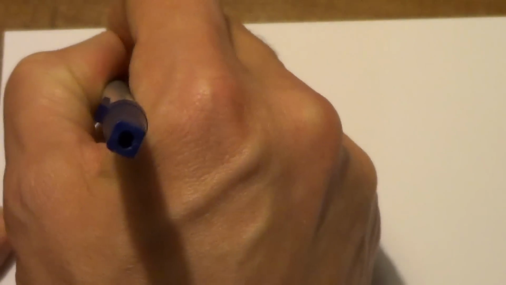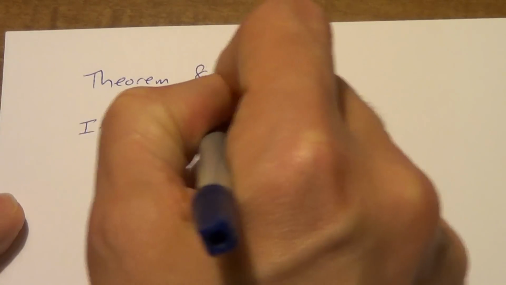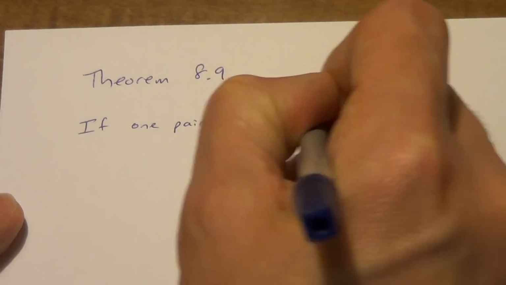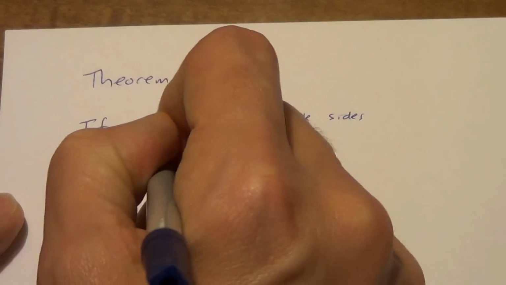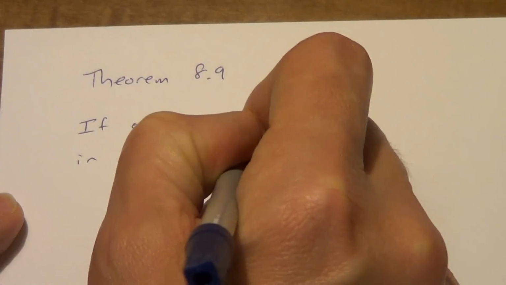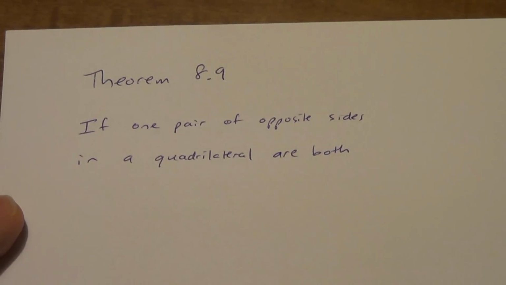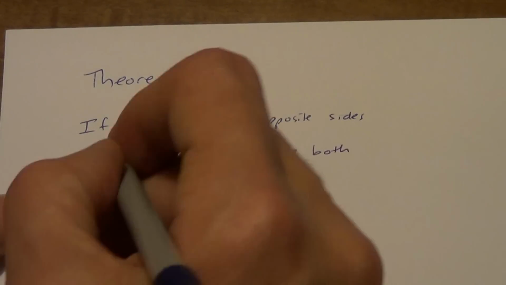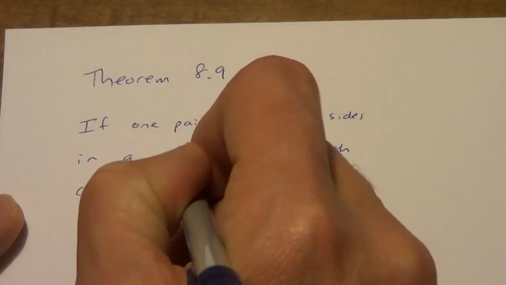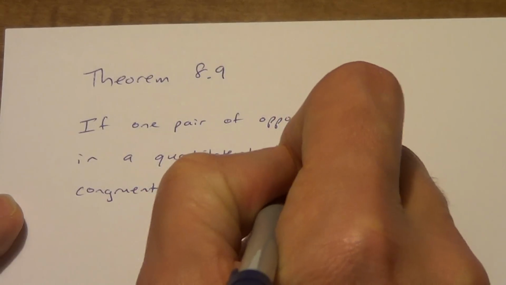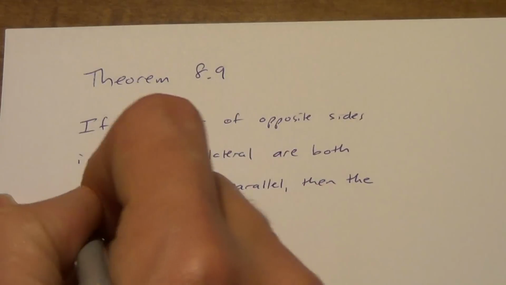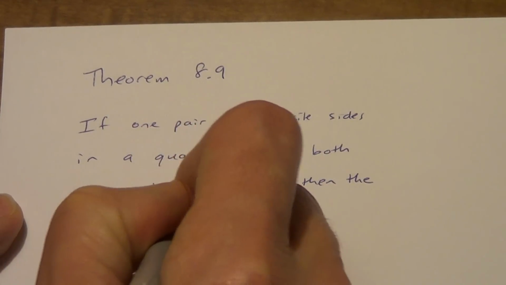So that's Theorem 8.9. So let's write this one down. Theorem 8.9. If one pair of opposite sides in a quadrilateral are both, now the theorem in the book doesn't use the word both, but I think it's important that we say that. I'll talk later on why. Are both congruent and parallel, then the quadrilateral is a parallelogram.